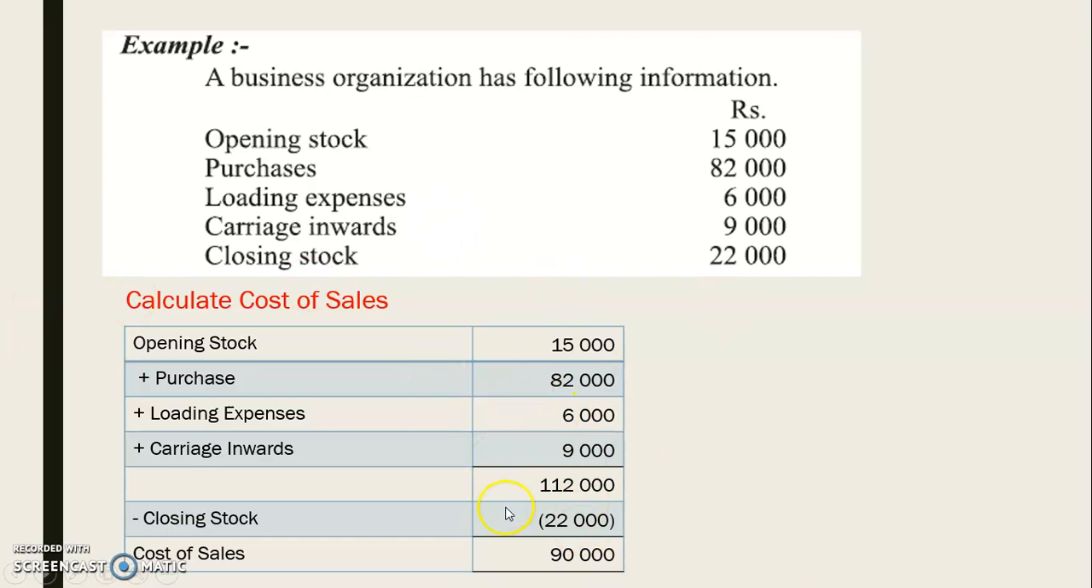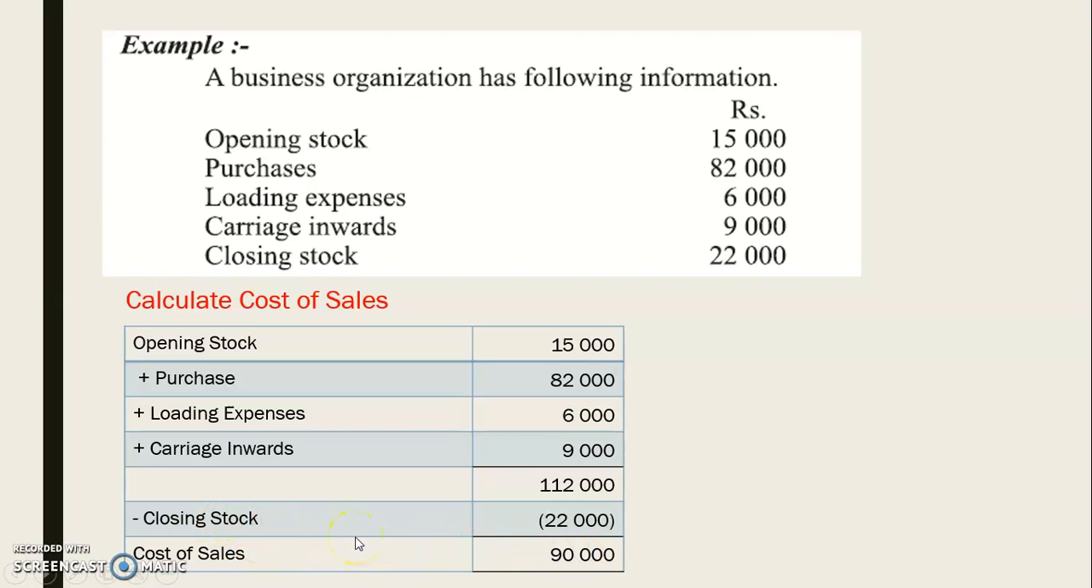So you can put a small grid like this. So the opening stock, we have 15,000, and then you add. Now we are calculating how much we have incurred for these sales that we have sold. So purchase, from that we add loading expenses, carriage inwards 9,000. When you add all of this, it's 112,000. From this 112,000, you deduct the closing stock, which is 22,000. When you deduct the closing stock, cost of sales is 90,000.